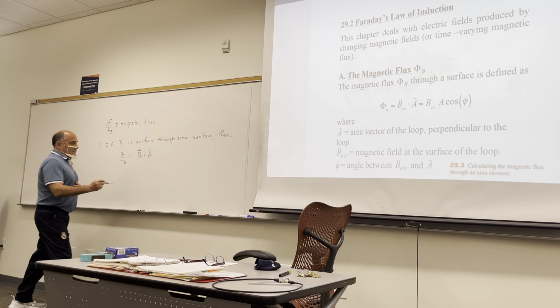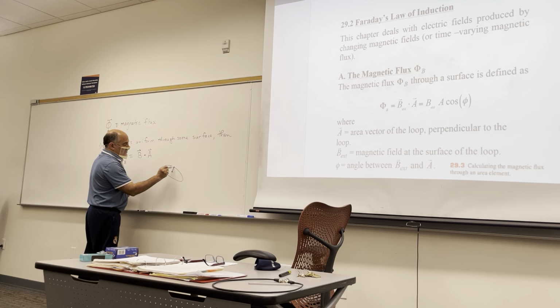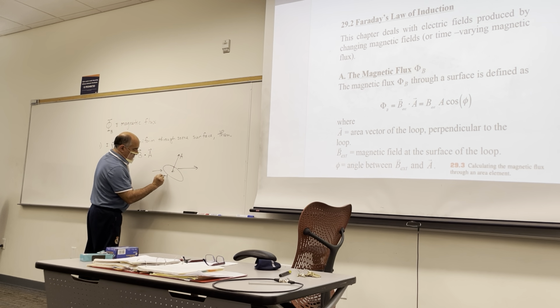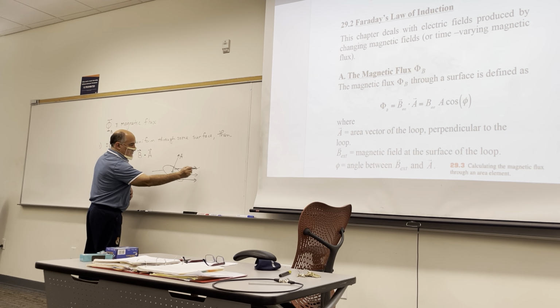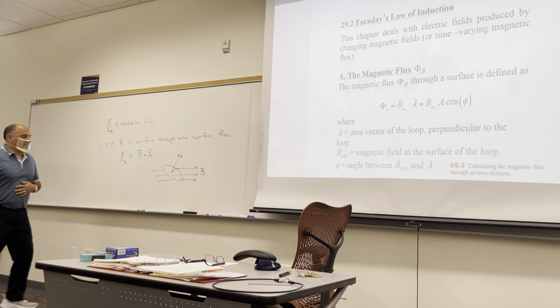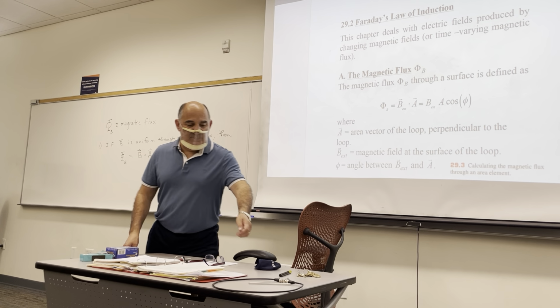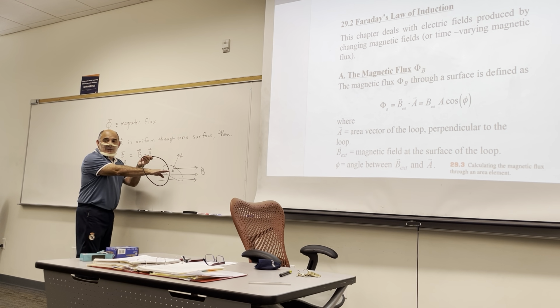Which means that if you have, for example, a loop sort of like this, and the area of it, the area vector is like this, so that it's perpendicular to the plane of the loop, and maybe there is a magnetic field that goes through this thing. So this is B, right? Notice that if this loop, what I'm trying to draw is a loop like this, at an angle, and there's a magnetic field going that way to the right.